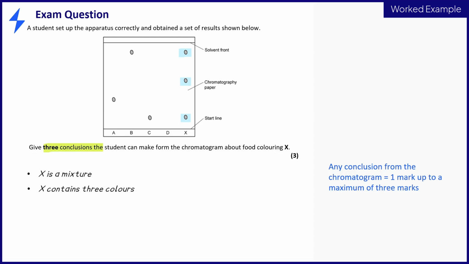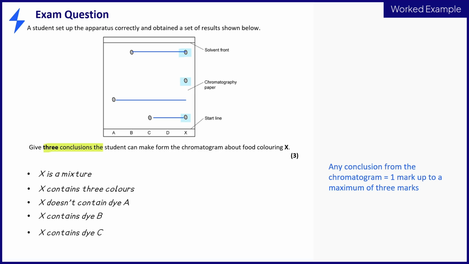Next, we can compare the colours found in X with known substances A to D. Remember, if the spots have travelled the same distance up the paper, they are likely to be the same. Looking at A, we can see that this is not found in X. However, B and C are present in X. Looking at X, we can also see here that there is an unknown, which could also score you a mark. As we've just said, each of these points would score you 1 mark, up to a maximum of 3 marks.